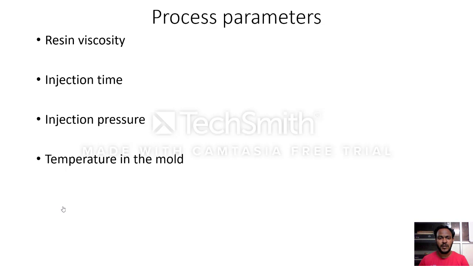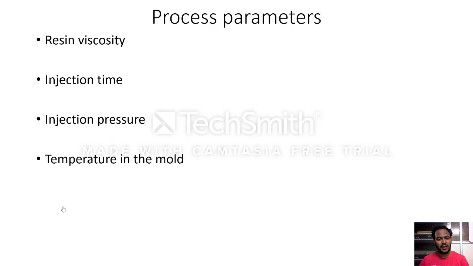Resin viscosity is one of the important process parameters, in which the resin, whatever you are using along with the catalyst, should have adequate viscosity to actually wet out the fiber. It should completely impregnate the assembly of fibers, which is the preform. If the viscosity is not adequate, it will create some defect in the composite.